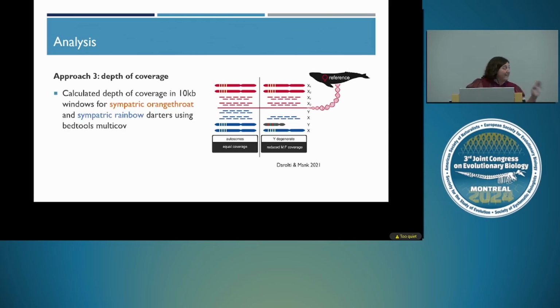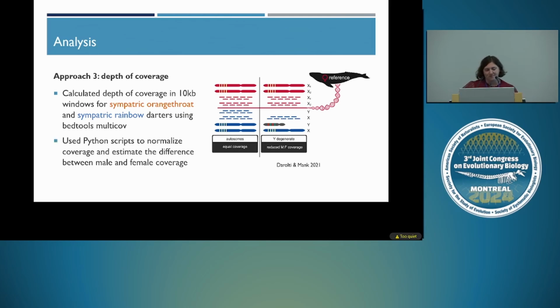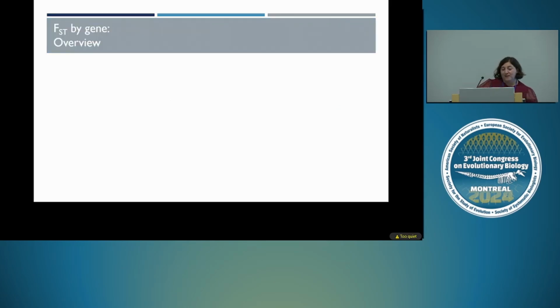So we calculated the depth of coverage in 10 kilobase windows using bedtools. And then we normalized the coverage and estimated the difference between males and females. So what did we find?